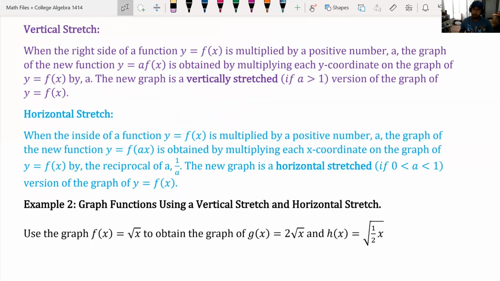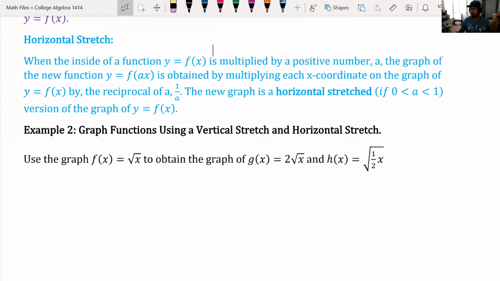Now, a horizontal stretch. Here's where we think opposite again. When the inside of a function is multiplied by a positive number a, the graph of the function f of a x is obtained by multiplying each x coordinate on the graph of f of x by the reciprocal of a. So if the number inside the function is between 0 and 1, then you will multiply all the x values by the reciprocal of that number, meaning you will horizontally stretch all those numbers.